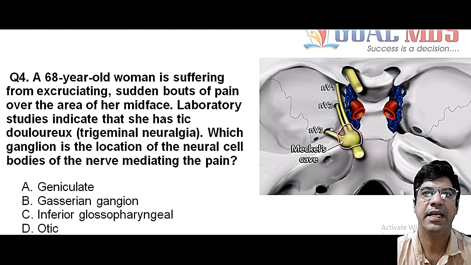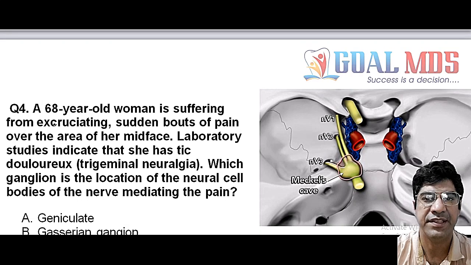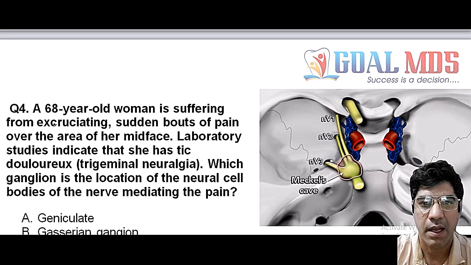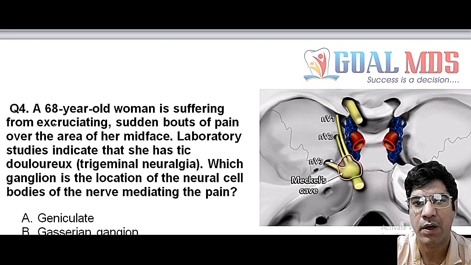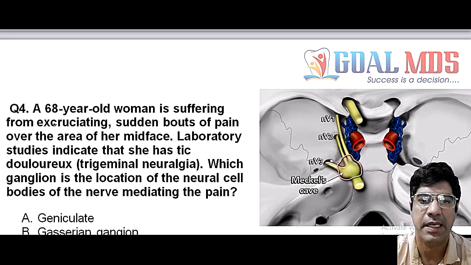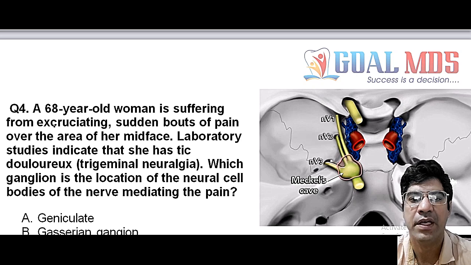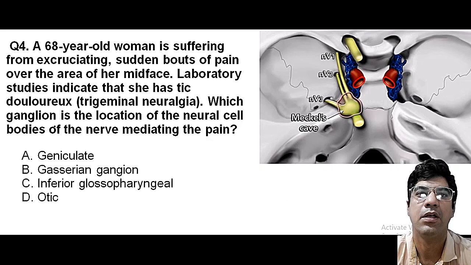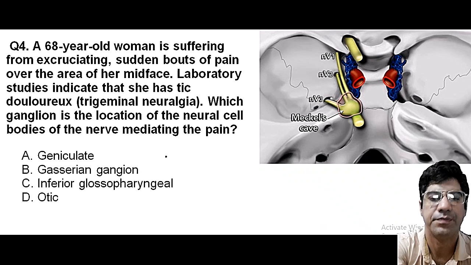A 68-year-old woman is suffering from sudden bouts of pain over the area of her mid-face. Laboratory studies show that she has tic douloureux, that is, trigeminal neuralgia, involving the trigeminal nerve. Which ganglion is the location of the neural cell bodies of the nerves mediating this pain? Your answer here is the Gasserian ganglion.